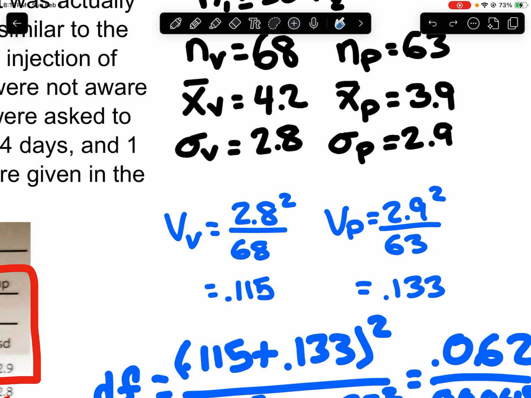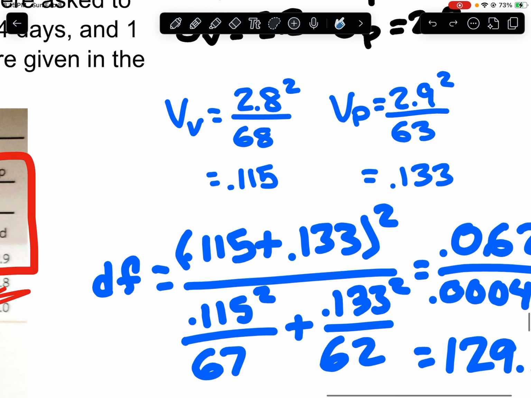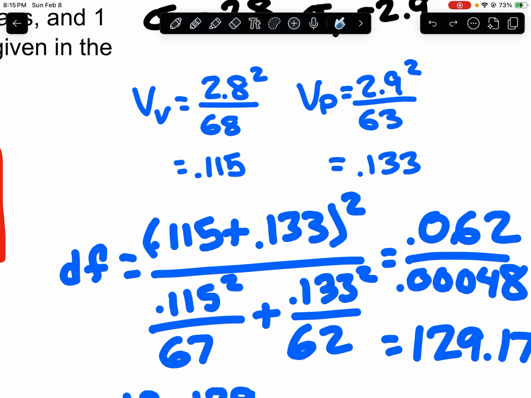I knew we were going to need the t critical value, and to find the t critical value, we were going to need degrees of freedom. So I went and found the V numbers for each group that we're going to need in that degree of freedom formula. I took the standard deviation for each squared, divided by its respective sample size, which gave me 0.115 and 0.133. Then I use that in finding degrees of freedom here.